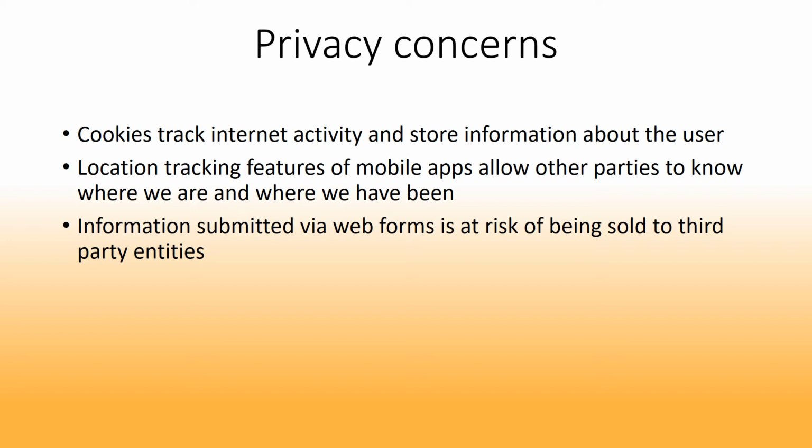Location tracking. We all know that when we go to Google Maps and type in an address to get some directions, Google can tell us where we are, where we need to go, and it can show us where we are along the way. So location tracking features of mobile apps allow other parties to know where we are and where we have been. And this obviously is a privacy concern.